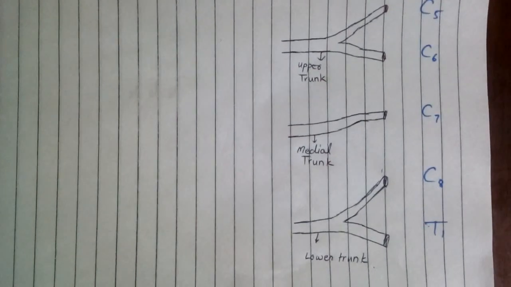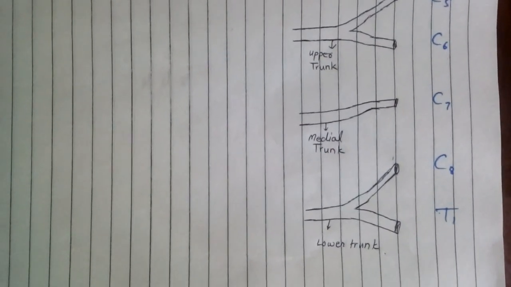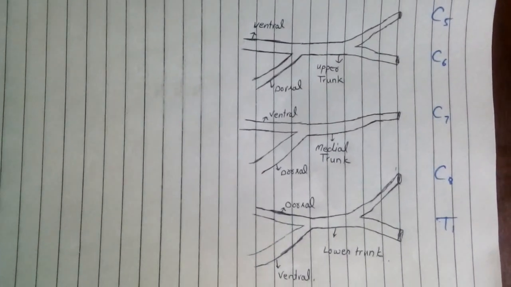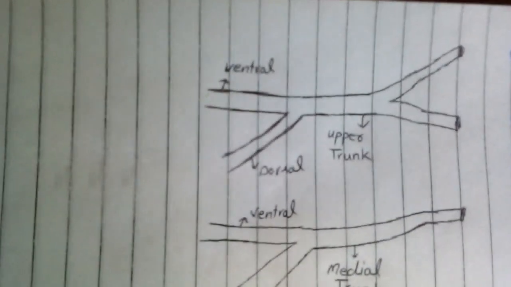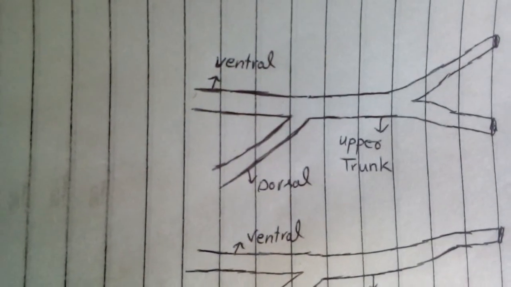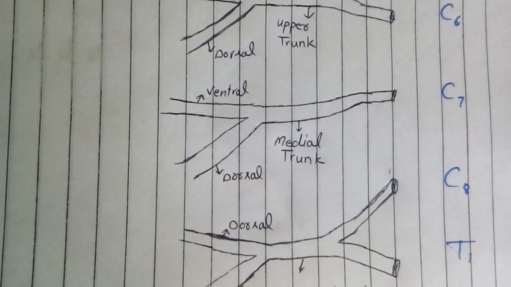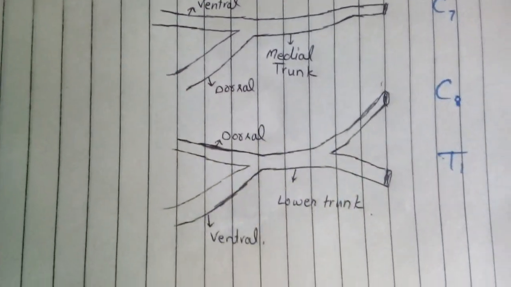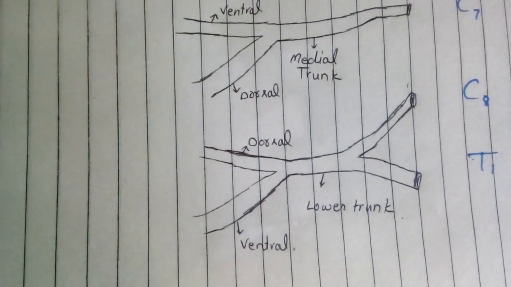Now these trunks give ventral and dorsal divisions. You can see the upper trunk gives two branches, ventral and dorsal branch, and in the same manner the middle trunk gives the ventral and dorsal branch, and the lower trunk also gives ventral and dorsal branch.